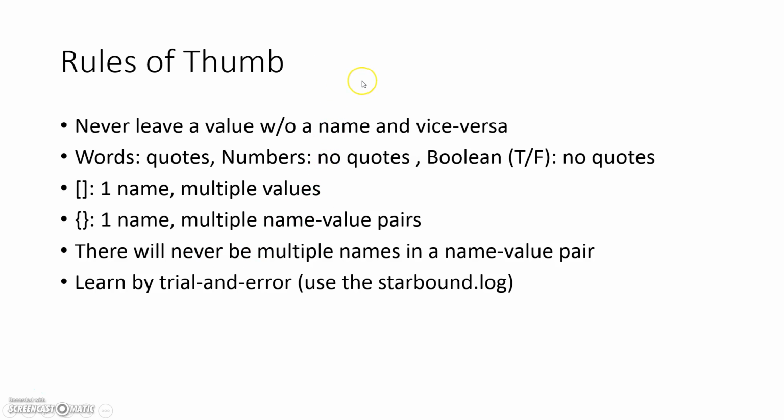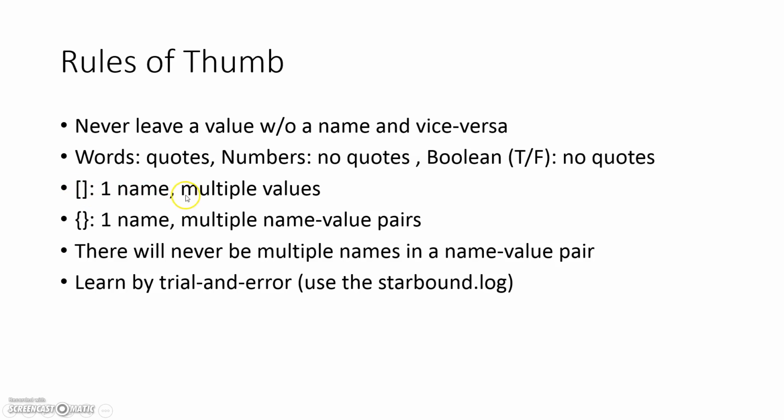Lastly, some rules of thumb. Never leave a value without a name and vice versa. So don't leave half of a name value pair hanging around in your JSON. It's going to cause issues. If you have a word value composed of letters, you put quotes around it. Numbers, no quotes around it. Boolean values, true or false, you don't need quotes around it.